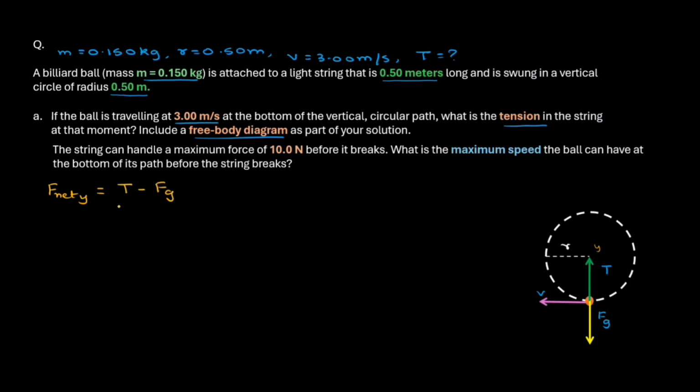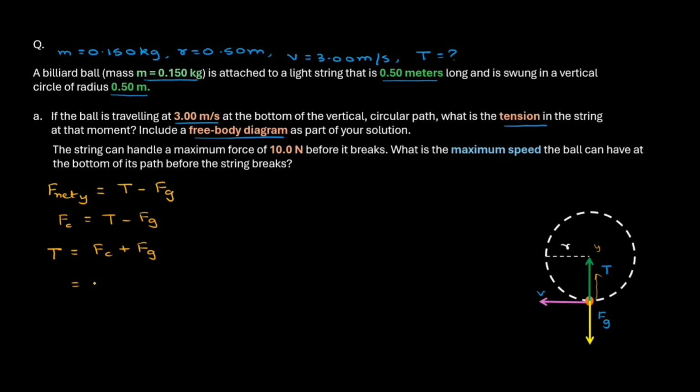Now this net force along the y-axis is giving the ball the required centripetal force to move along the circular path. And the centripetal force at any position always points towards the center of the circle. So at the bottom point here, it is going along the positive y-axis. So we can write F net y to be equal to positive Fc equals T minus Fg. I want to find the tension in the string. So we get tension in the string T to be equal to Fc plus Fg.